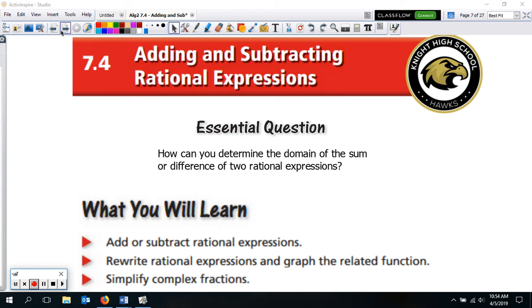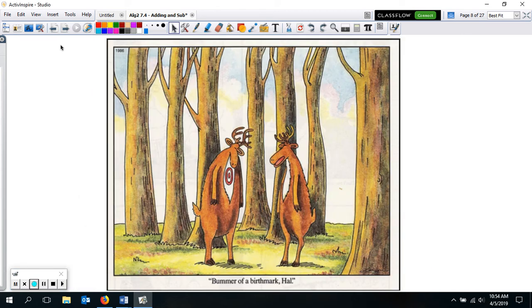Alright, a little quick cartoon, a little Far Side cartoon to start us off. So there's a couple of deer in the woods. One guy says, yeah, that's a bummer of a birthmark, Al. Oh, I love that one. Alright, here we go.